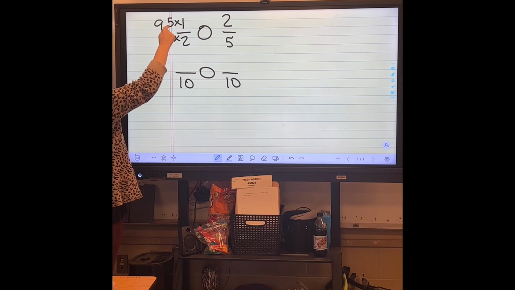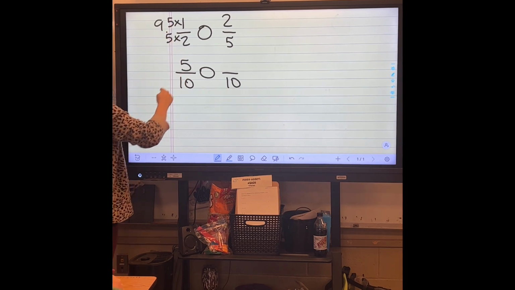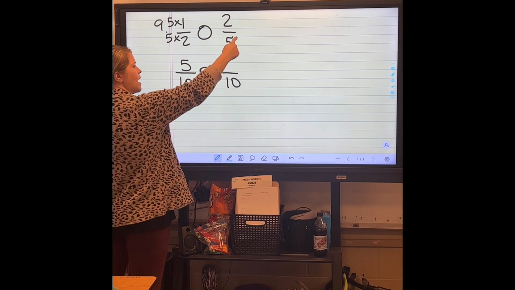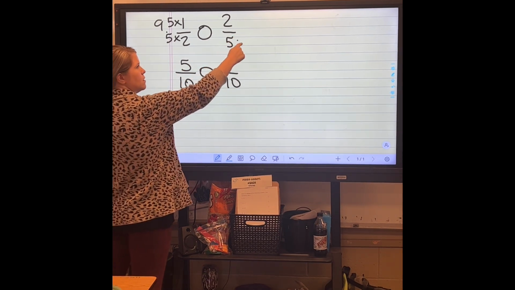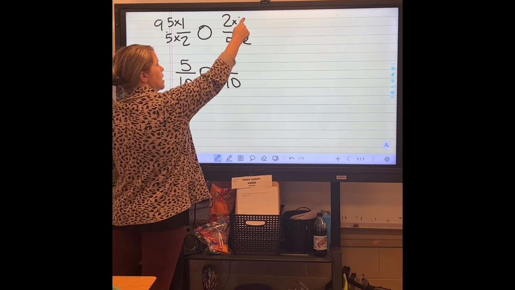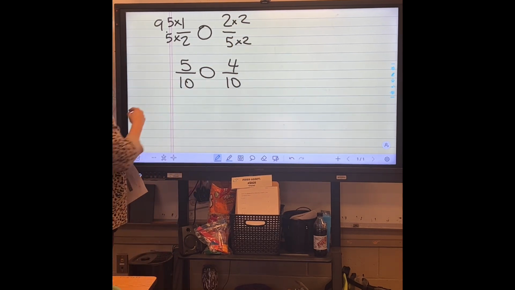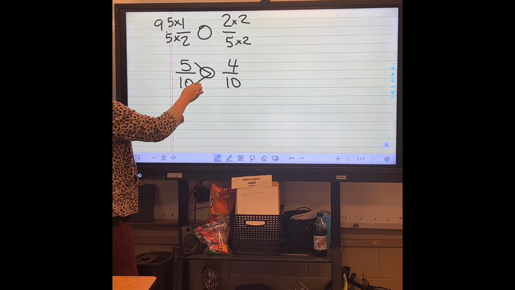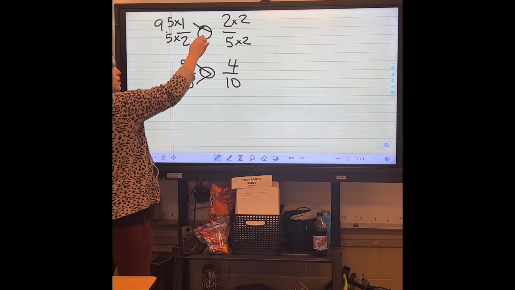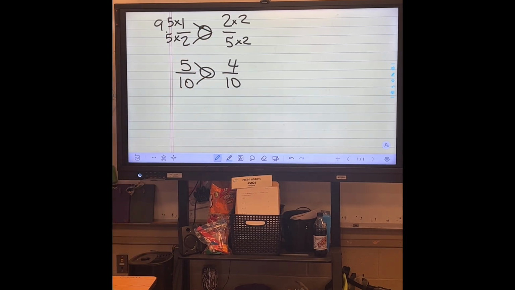1 times 5 is 5, all right, equivalent fraction there. How did this 5 change into a 10? Times 2. So 2 times 2 is 4. Now I have like fractions. Now it's easy peasy. Which one's bigger, 4 or 5? 5. So if it eats the 5 down here, if I've kept them lined up, it should eat the 1/2 up there. Yes, sir, Gage?